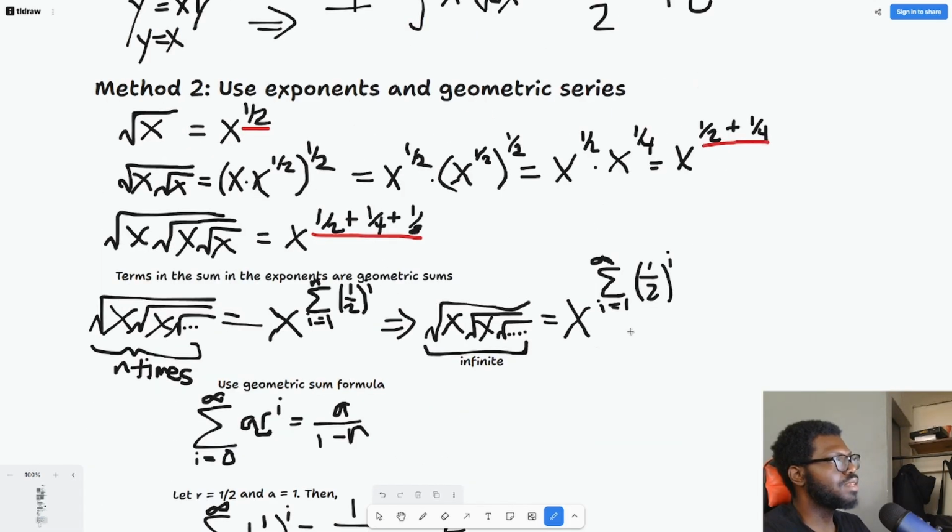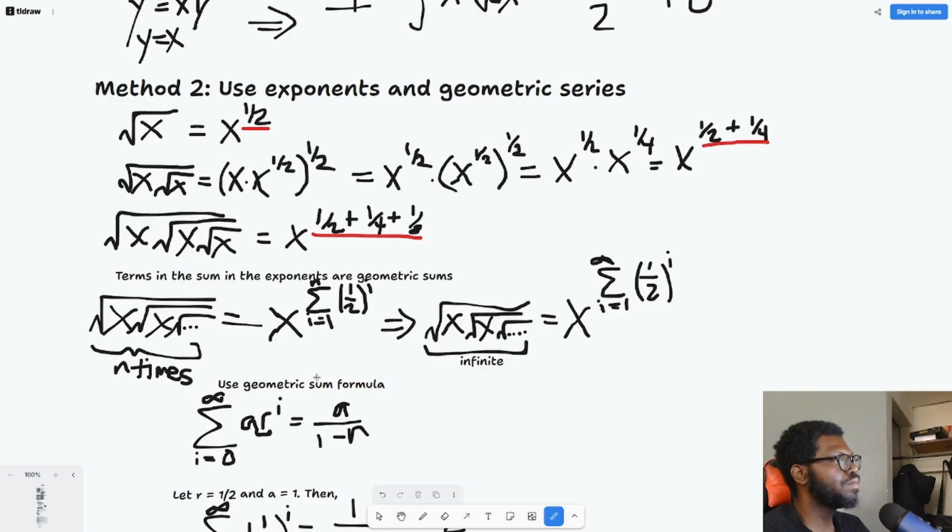Now, in order to evaluate this infinite sum, we're going to use the geometric sum formula. If you have a sum from i equals 0 to infinity of a r to the i, that's going to be equal to a over 1 minus r, where r is just the factor inside the exponent, and a is just some constant that this expression is being multiplied by. In our case, r is equal to 1 over 2, but as you can see, there's no other factor here. So a is just going to be equal to 1.